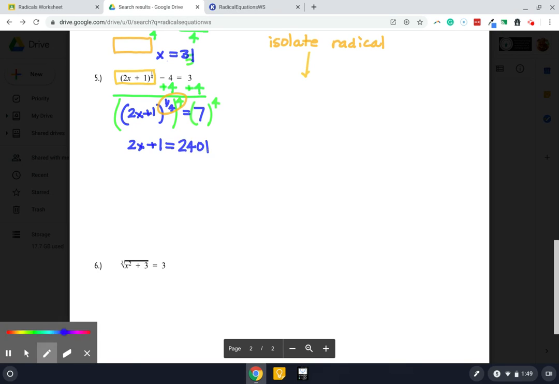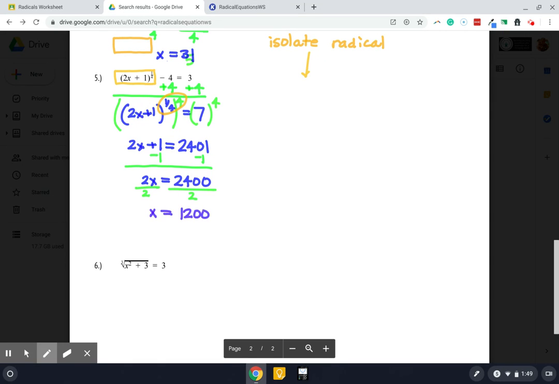Subtract 1 from both sides. It's kind of weird to have this giant number and then just take only 1 away, but that's okay. 2x equals 2400. And if we divide both sides by 2, x equals 1200. Okay? So definitely a weird one because it gets really, really big, but all good things, all good things.